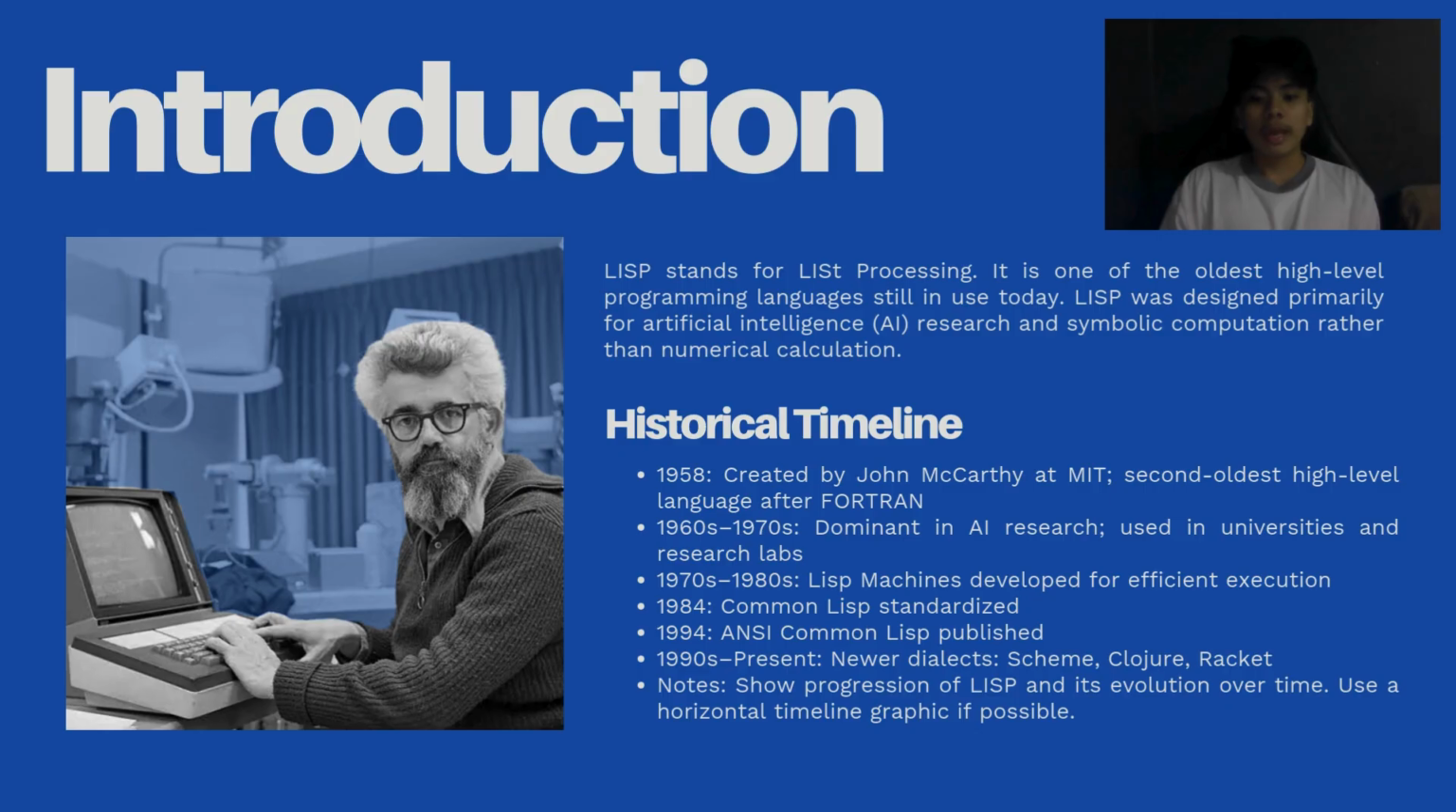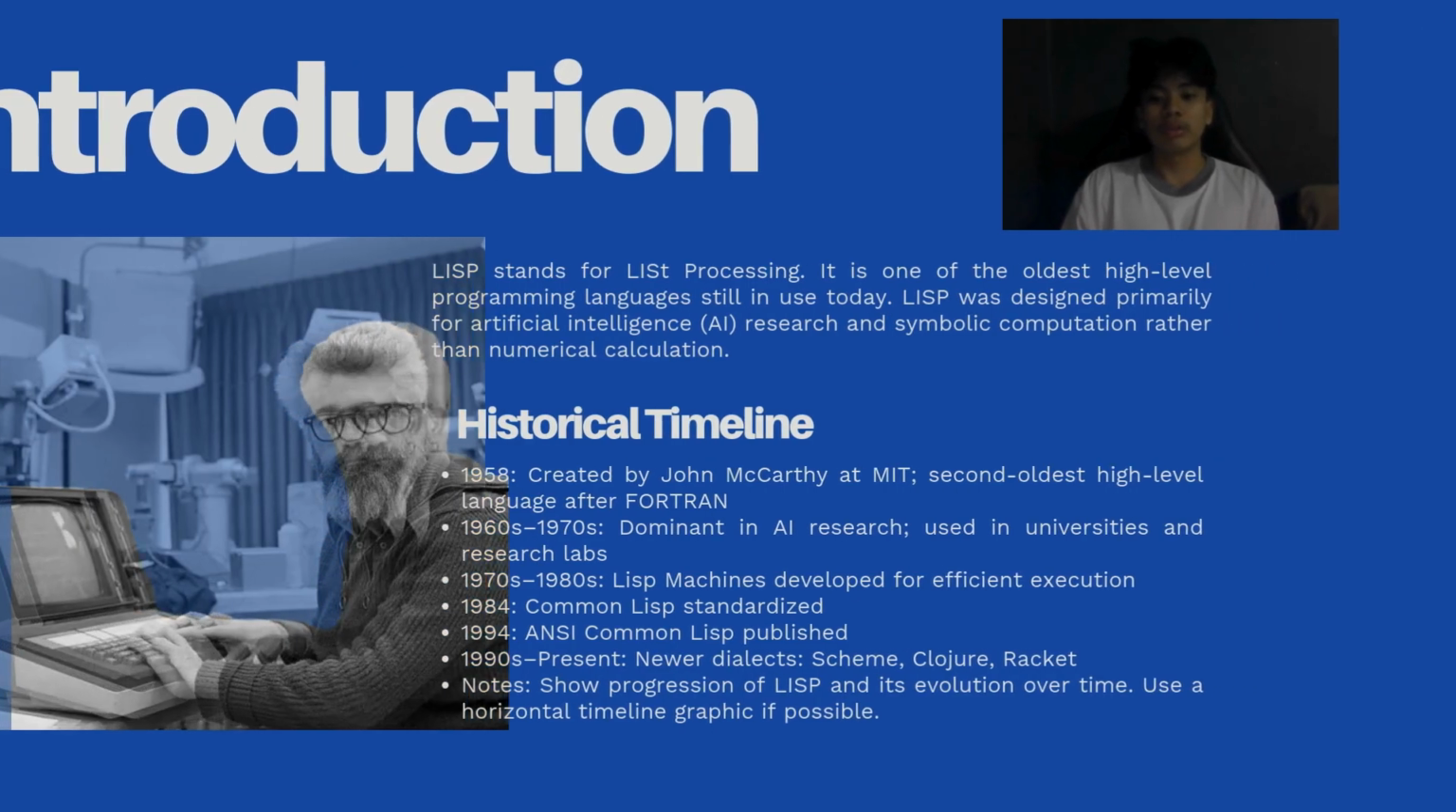It was dominant in AI research during the 60s and 70s. Lisp machines in the 70s and 80s improved efficiency, and Common Lisp was standardized in 1984, with an ANSI standard in 1994. Modern dialects like Scheme, Clojure, and Racket emerged later. Lisp is still used today in AI, research, and education also.